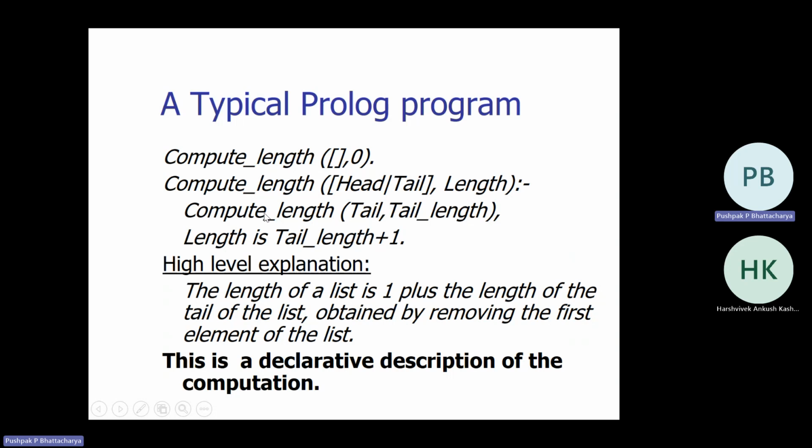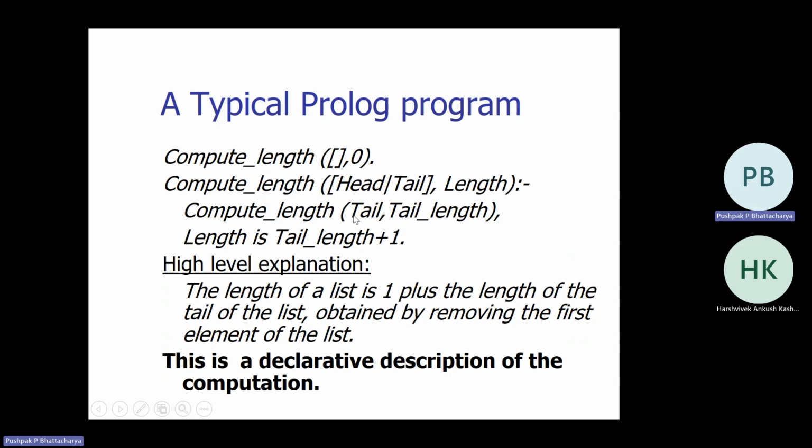Then compute length will operate on the smaller list 2, 3, and tail length will store the length of 2, 3. When you go to 2, 3, this whole function will be called recursively. 2, 3 is not an empty list, so 2, 3 will be broken up into 2 and the list 3.